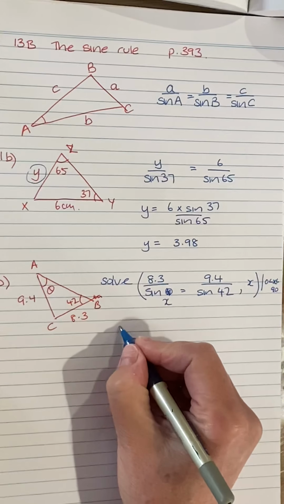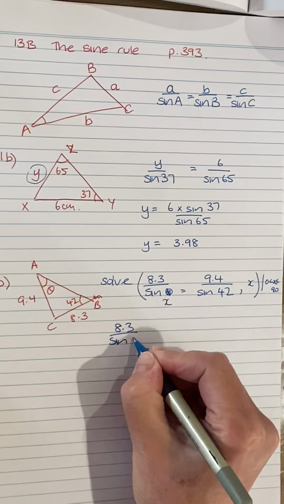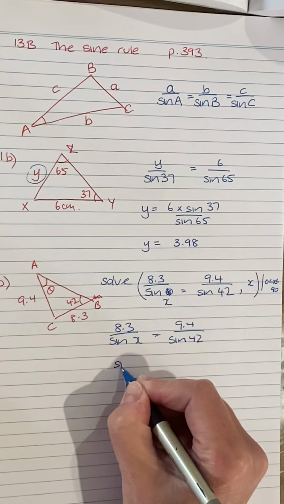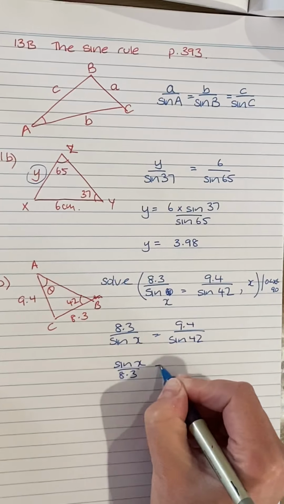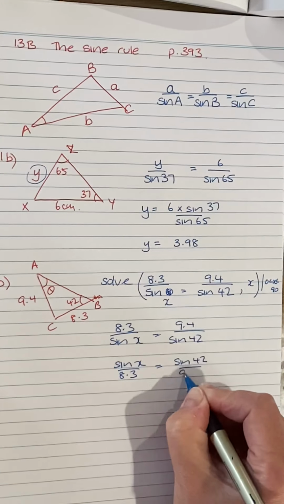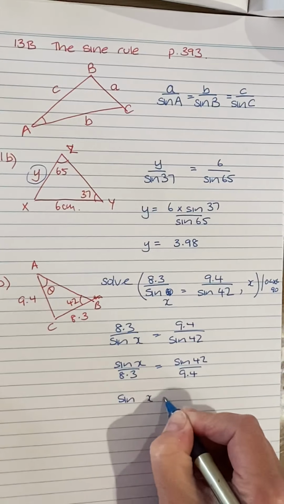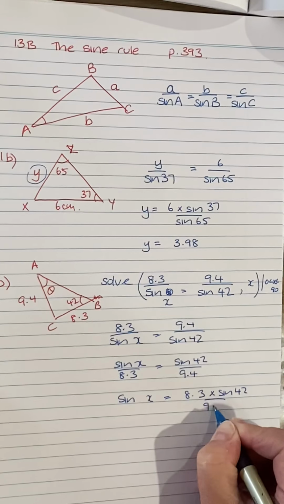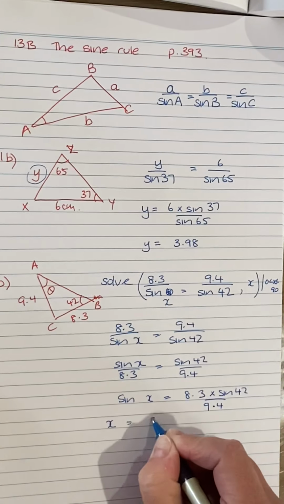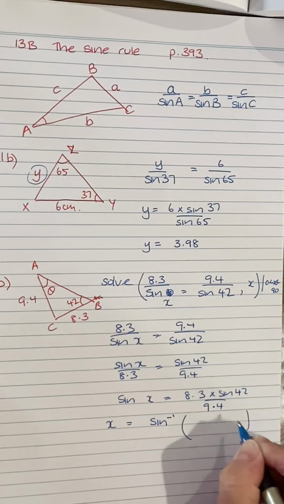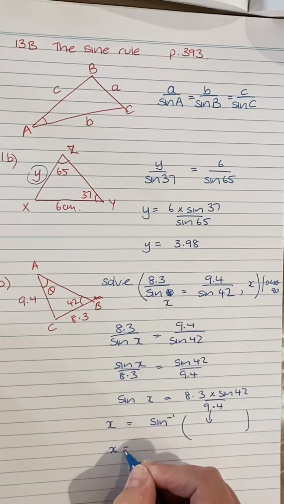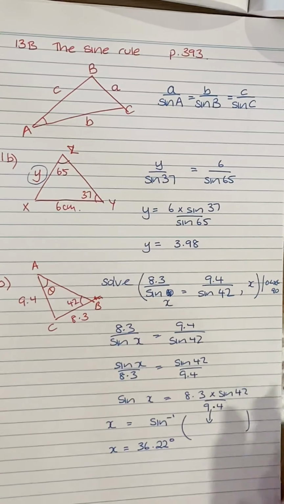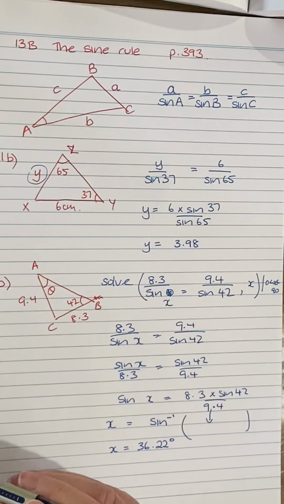What's easy to do is say, if we've got 8.3 on sine x, 9.4 on sine 42, let's flip the whole thing over and make it sine x on 8.3 equals sine 42 on 9.4. And that way we can just say sine x equals 8.3 times sine 42 on 9.4. So to find x, it's the inverse sine of, and then we'll write that in there. And if you do that, you should get 36.22 degrees. Again, if you're not getting it, make sure you're in degrees. Make sure your order of operations is okay.